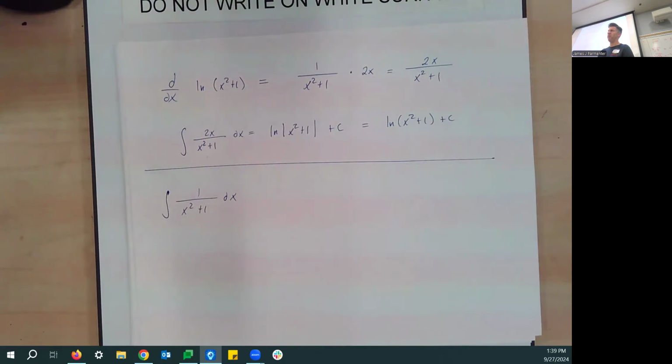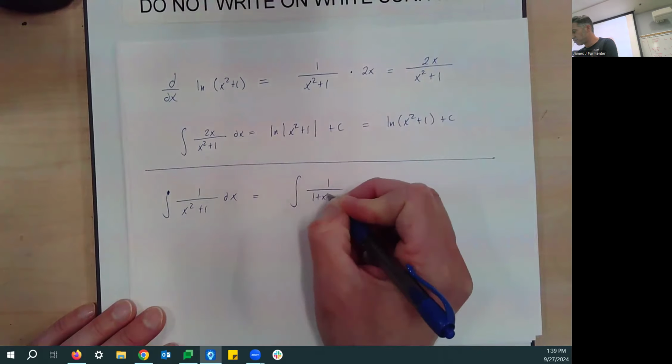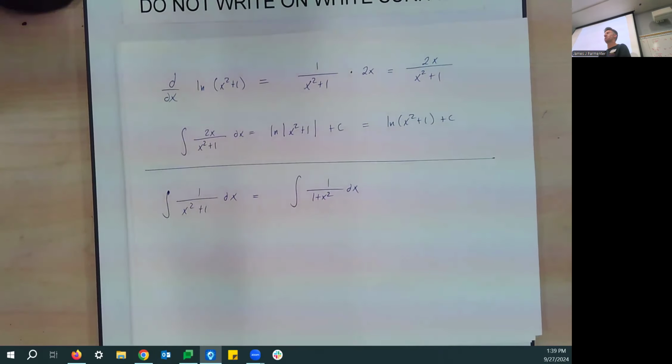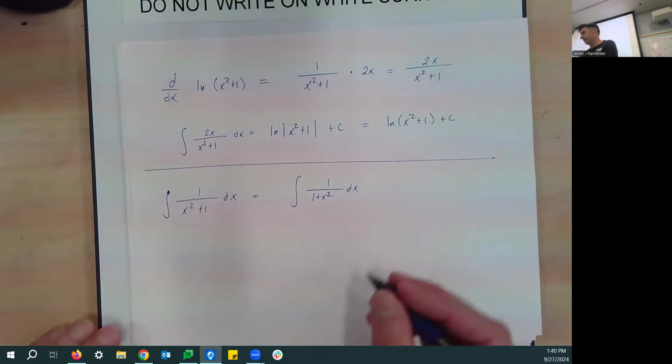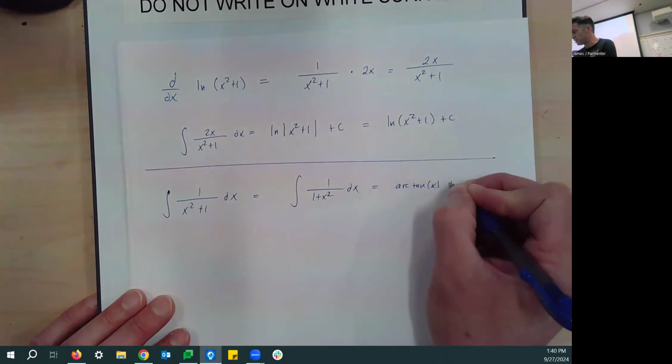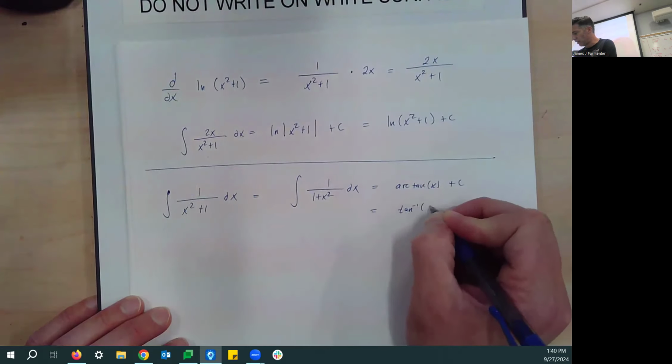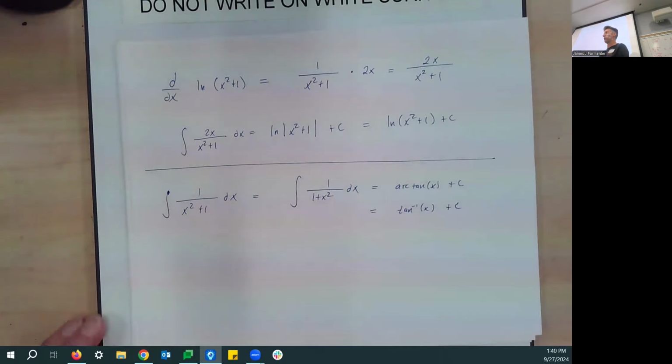What's a function whose derivative is 1 over x squared plus 1? I might have written it last time as 1 over 1 plus x squared. Yeah, good old arctangent. Arctangent of x plus c. Or if you prefer, inverse tangent of x plus c. Either way of writing it is perfectly correct. I prefer arctangent, but you might prefer inverse tangent.